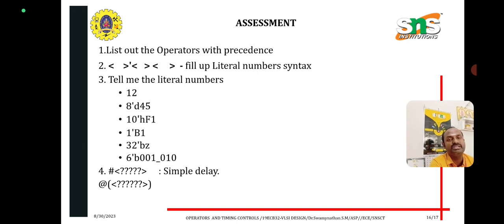So 8 is the size, d is decimal, and 45 is the value. 10 is the size, h is hexadecimal, and F1 is the value. Similarly, for 1 bit, 1'b1 means a 1-bit signal with value 1. 32-bit Z, and 6-bit 001010. Hash 10, any value, we will use for simple delay, and at positive edge clock or negative edge clock, which is useful for defining the flip-flop.